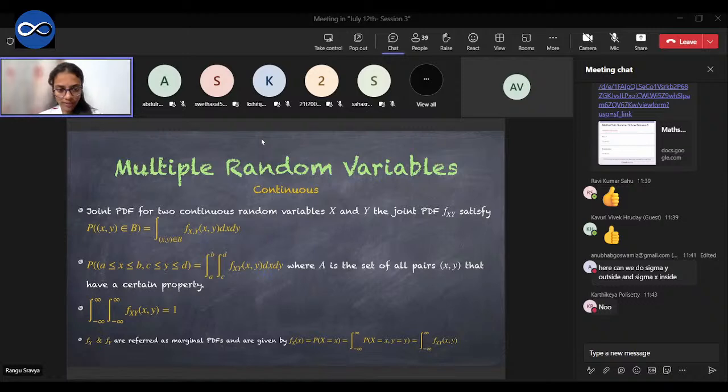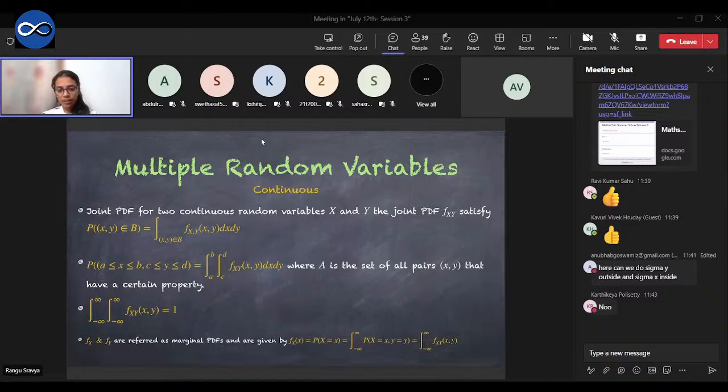fx and fy are referred to as marginal PDFs and are given by fx of x is equal to P of X equal to x, which is equal to the integral from minus infinity to infinity of P of X equal to x comma Y equal to y, which is equal to the integral from minus infinity to infinity of fxy of x comma y. Similarly to how we said px and py are marginal PMFs, fx and fy are also marginal PDFs, and these can be calculated again from this joint PDF.